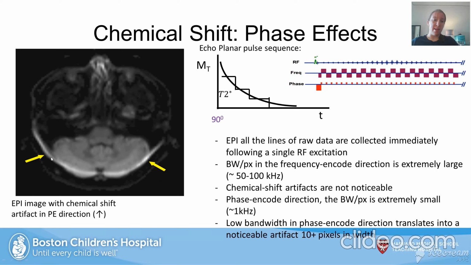So this is an EPI image with a chemical shift artifact in the PE direction. So this is the phase encode direction. And you can see the huge shift here, pulse pileup that's occurring.